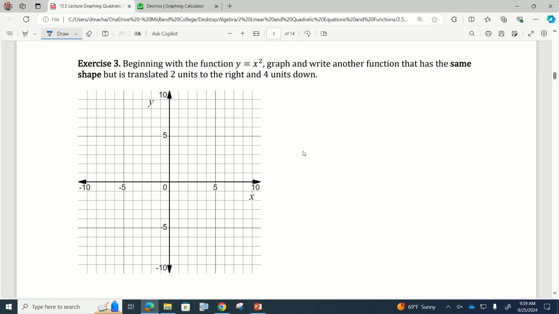So the next question says, let's begin with the graph I just drew. And I'm trying my best, but that one's, the right arm's a little bit wiggly on that parabola. Try again.